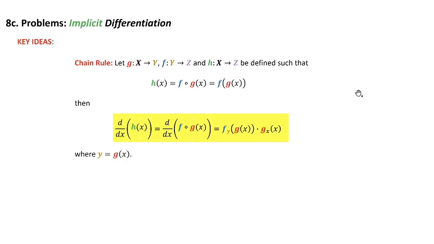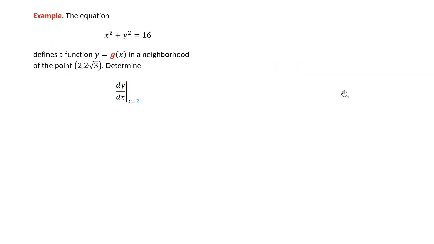Today's lecture then is on implicit differentiation, and implicit differentiation is really just an application of the chain rule. So listed here is the chain rule. If you're doing implicit differentiation, you're really doing the chain rule. All right, this is my first example.